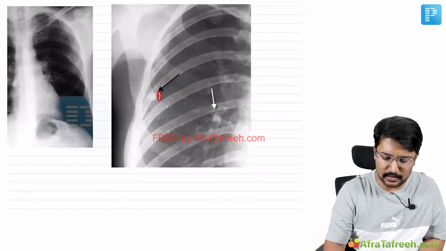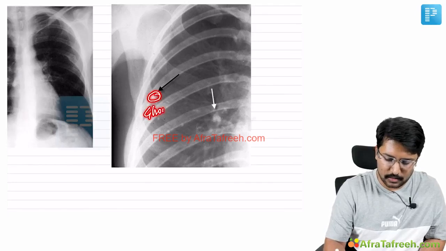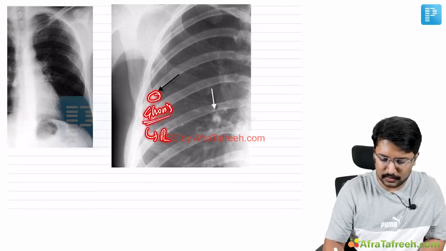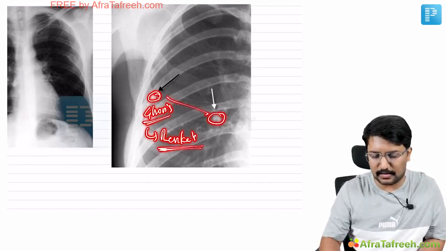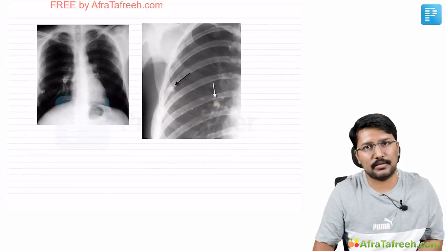Another image where you can see Ghon's complex which is healed. So again, one more Ranke's complex, lymph node and Ghon's focus. So we have another Ranke's complex, right?